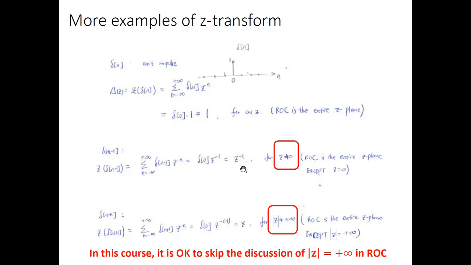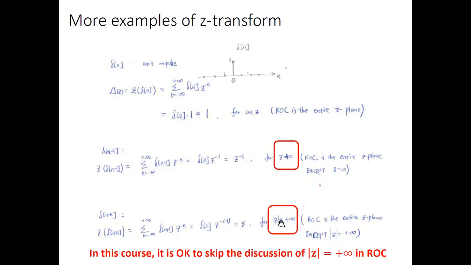Why? We can compare it. It is analogous to the case where z is on the denominator. When z is on the denominator, z equals zero makes the z transform infinite. So we don't want the z transform to be infinite. Therefore, z is non-zero. When z is on the numerator, as in this case, we also need the z transform to be finite. Therefore, its magnitude cannot be plus infinity.